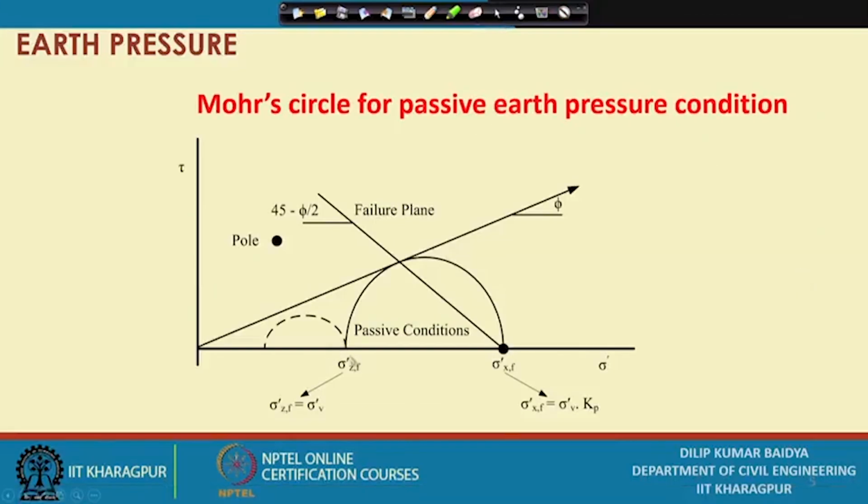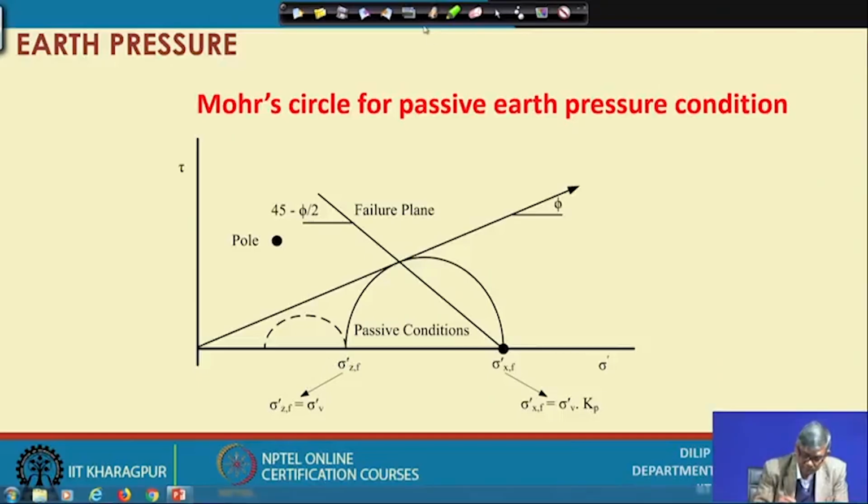you can see initially your sigma v was here, and sigma h was there, the K naught condition. When it was the active case, the circle moved in this direction and finally became tangent like this. Whereas when it is a passive case, this pressure will be increasing. Okay. So now it will become this, like this, and finally it is here. So this is the failure point.